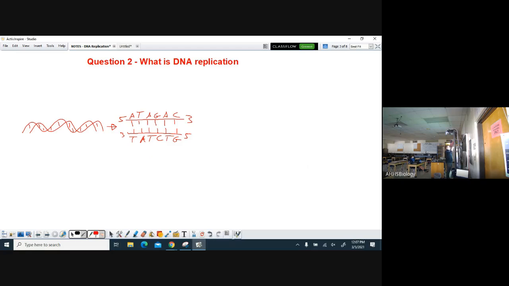But then what happens is, I pointed out to you guys, it's important that these are weak hydrogen bonds, and that means that they can be broken. This one can go up here, and it can be 1, 2, 3, 4, 5, 6. Now it's 5 prime A T A G A C 3 prime, and then this one can go down here, and it can be T A T C T G, 1, 2, 3, 4, 5, 6, 5 and 3.